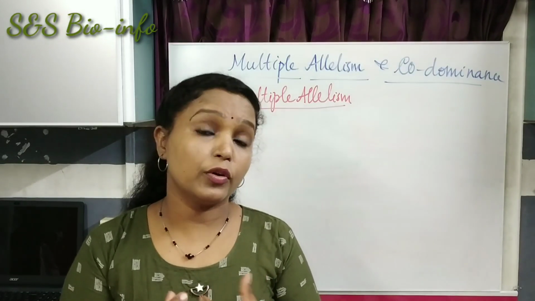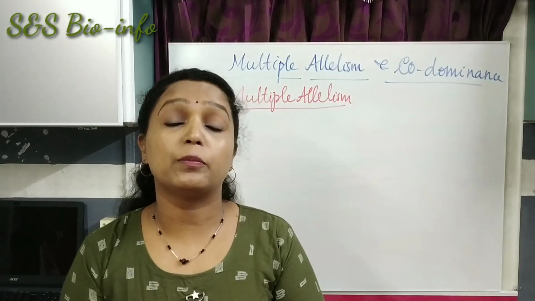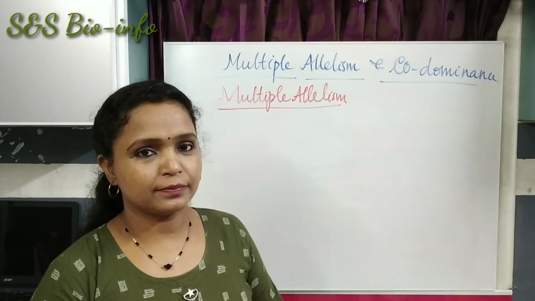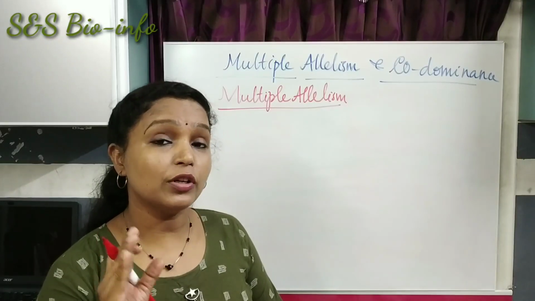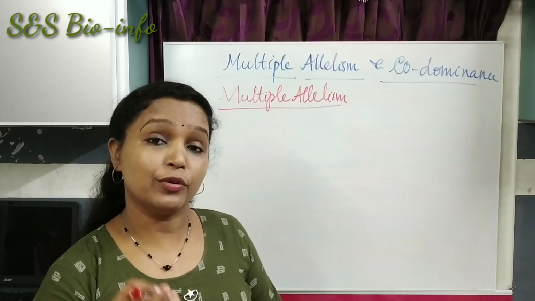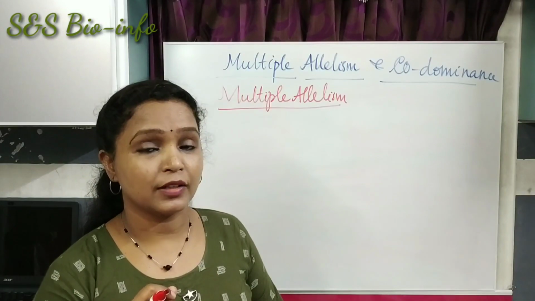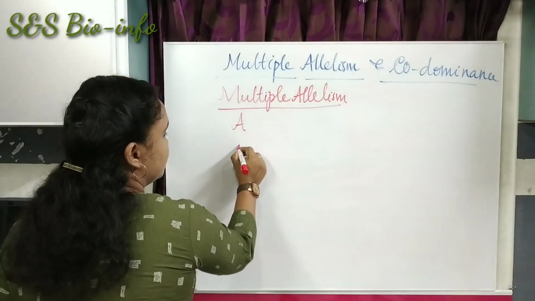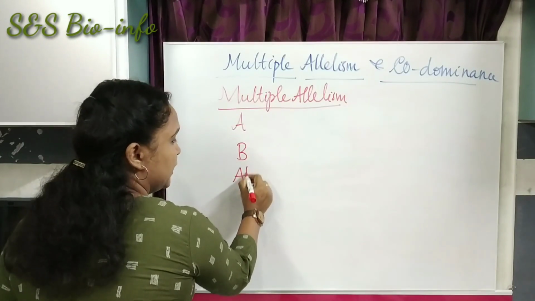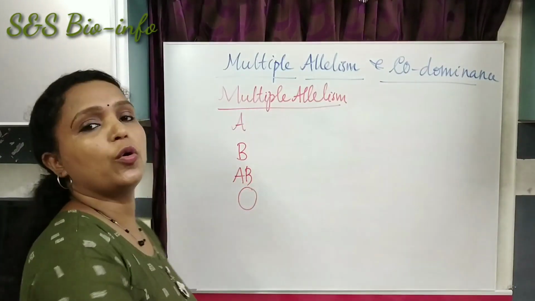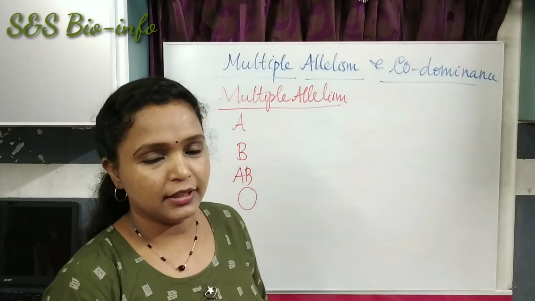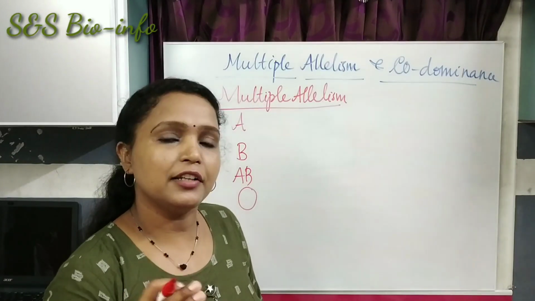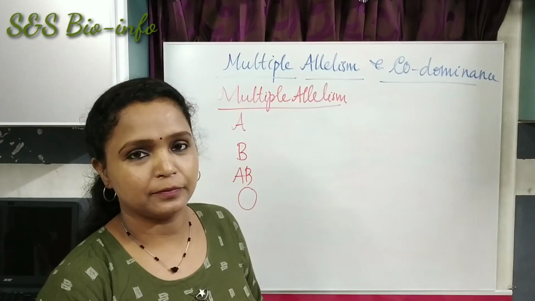Now let's learn more about multiple allelism with the help of an example. You are all familiar with the human blood groups. Humans have mainly 4 types of blood groups according to the ABO blood grouping system. They are blood group A, blood group B, blood group AB and blood group O. A, B, AB and O are the 4 different types of blood groups that are found among the human species.